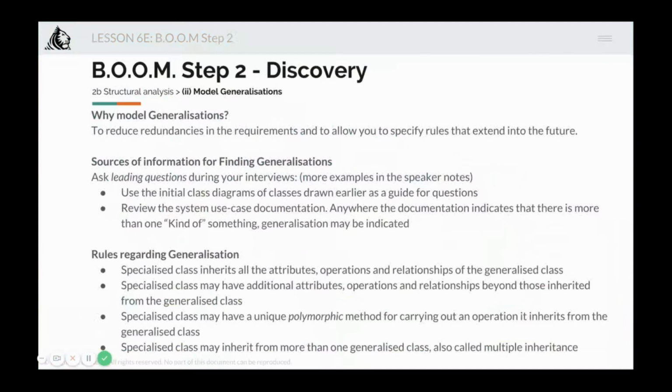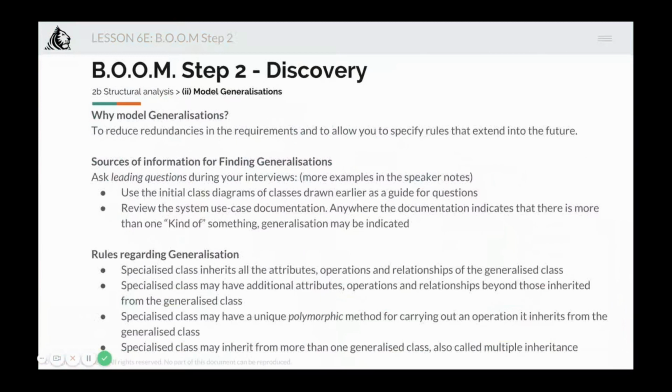So why do you model generalizations in structured analysis? Well, largely to reduce redundancies in the requirements and to allow you to specify rules that extend into the future, right? So this helps in keeping everything sane, and also keeping a common ground across the organization.